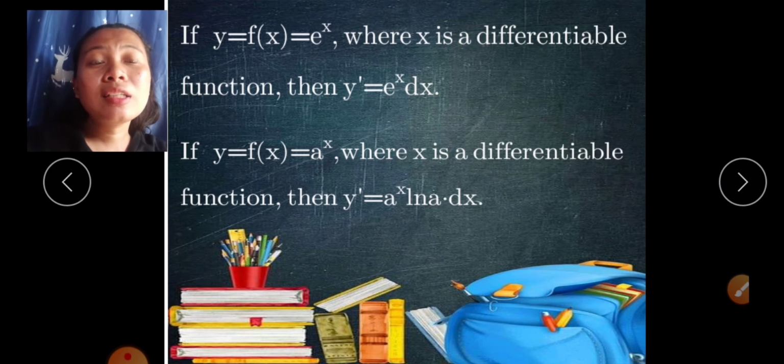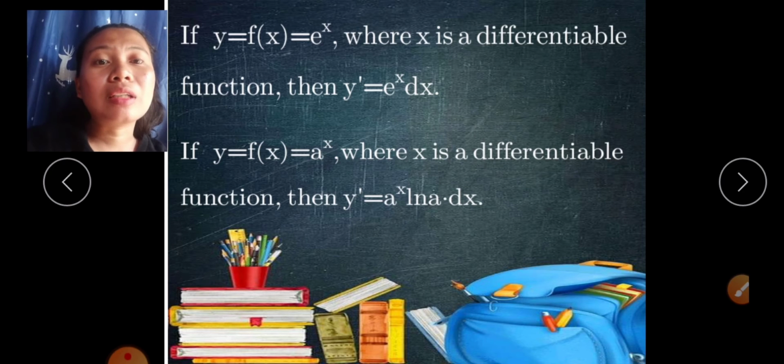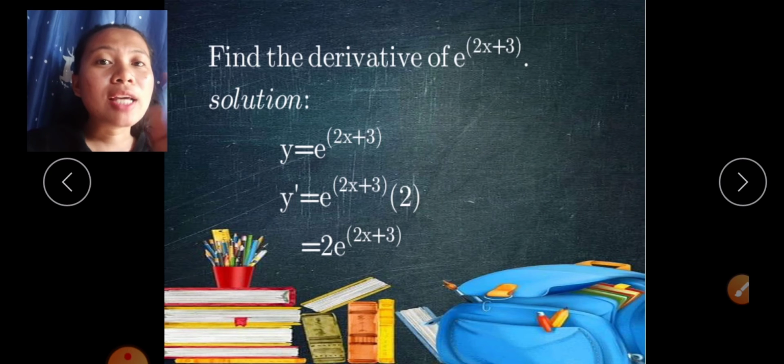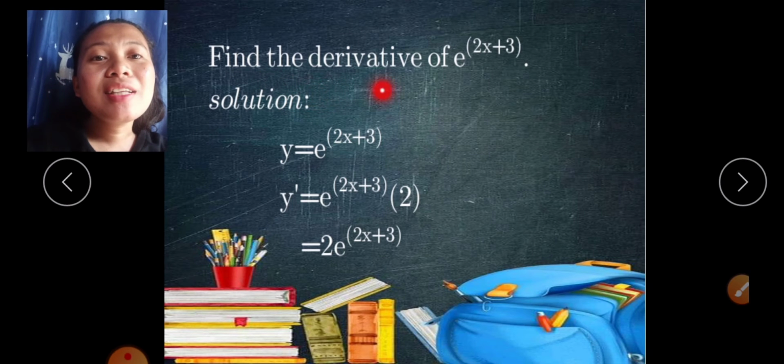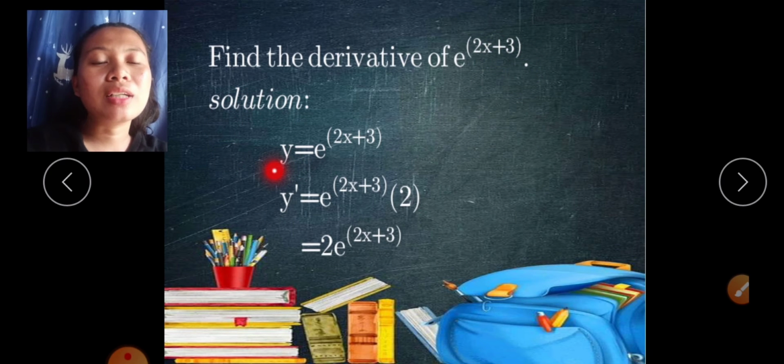So these two rules, we must remember it because kailangan jud din nato pag mag-solve tag derivative of exponential function. So next, examples. Find the derivative of a to the 2x plus 3. So our solution here is, if the derivative of y equals a to the 2x plus 3, so the answer is y prime equals a to the 2x plus 3.